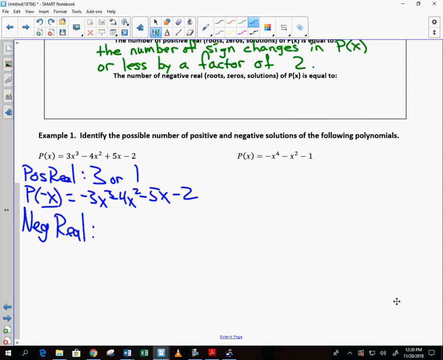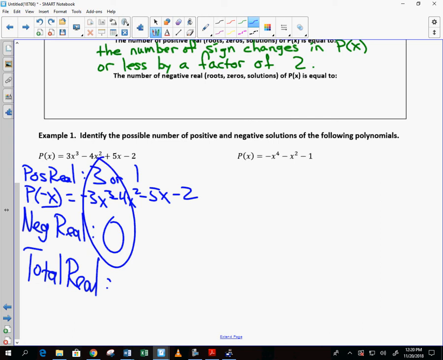How many sign changes are there now? None. That means it does not cross the x-axis on the left side at all. We know that. It would be silly of us to guess any negative numbers. What are the total real solutions? Well, we either have 3 and 0, which would make 3, or we have 1 and 0, which would make 1. So the total number of real solutions is 3 or 1.